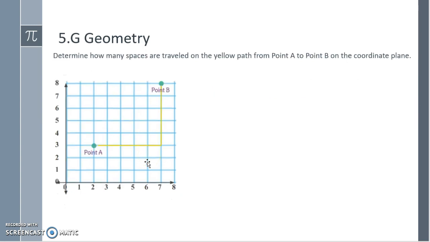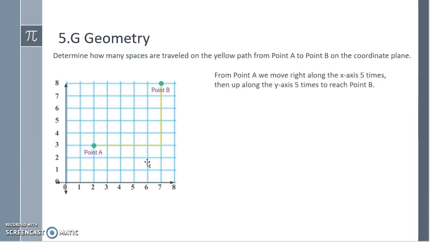Determine how many spaces are traveled on the yellow path from point A to point B on the coordinate plane. From point A, we move right along the x-axis 1, 2, 3, 4, 5 times. Then up along the y-axis 1, 2, 3, 4, 5 to reach point B, for a total traveled distance of 10.